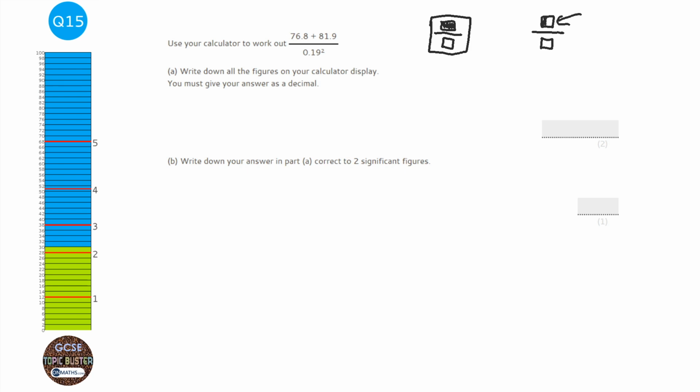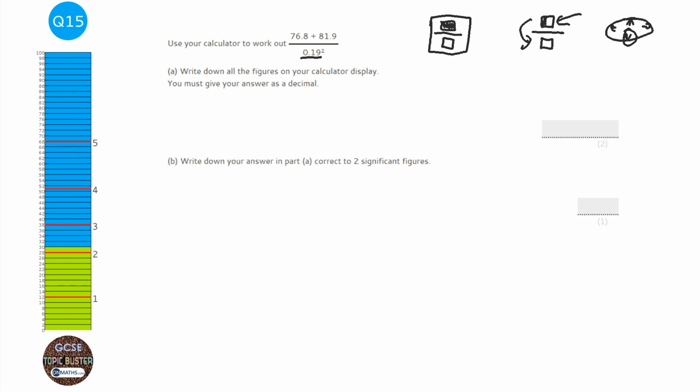Okay, so we want to fill in this top box first, since it's already flashing. So 76.8 plus 81.9. Okay, and to shift downwards on the Casio calculators, there's a cursor stick, a direction button. It's the big blue button beneath the screen on most of the calculators, and you just push down to go to the denominator of the fraction. And then we need to fill in this bit here, so 0.19.